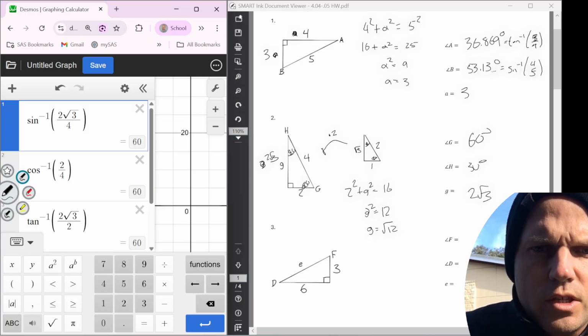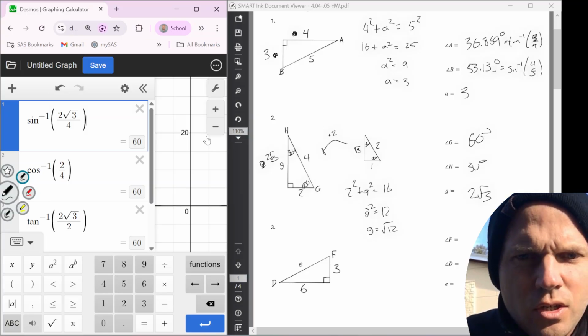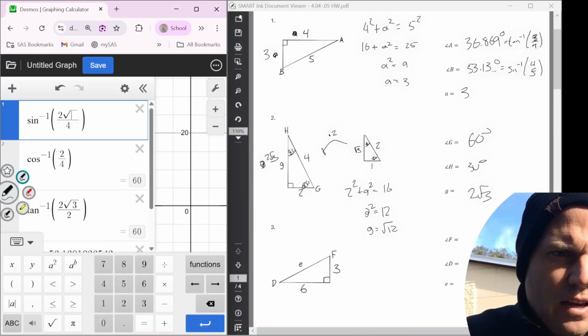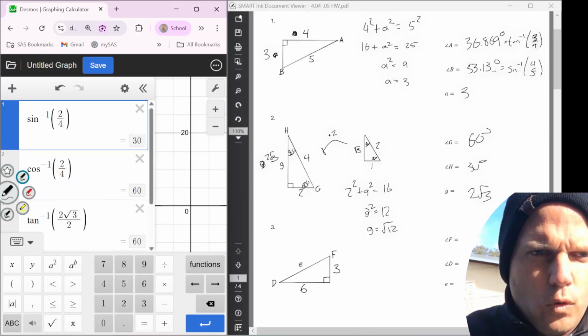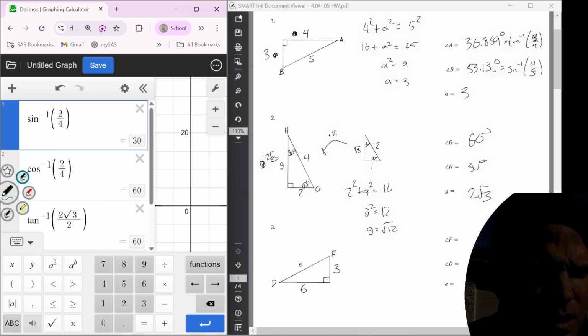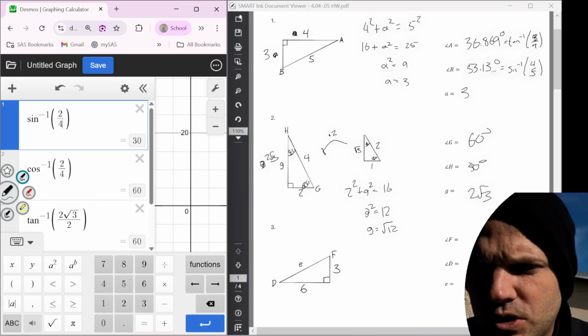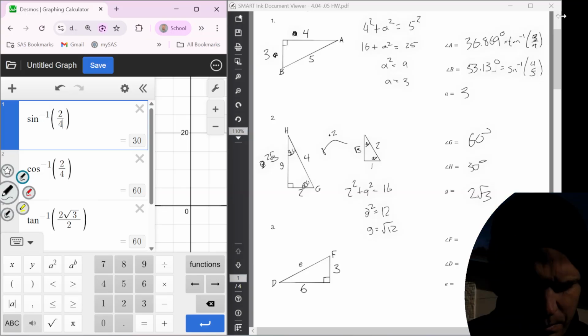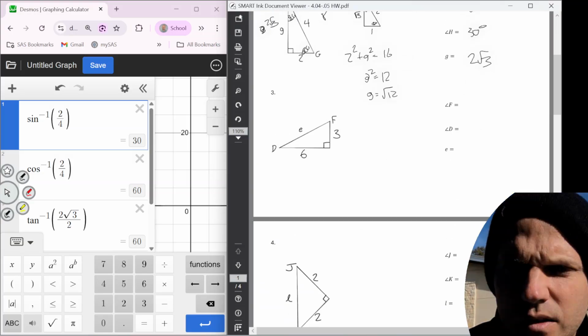If you wanted to look at the other angle, angle H, you would have just said the sine of angle H is 2/4. And all of a sudden you see that that's 30 degrees. So we can use Desmos to check, but we should be able to recognize this triangle and figure out the answers here.